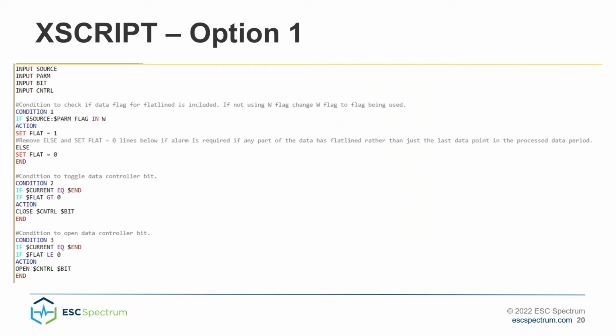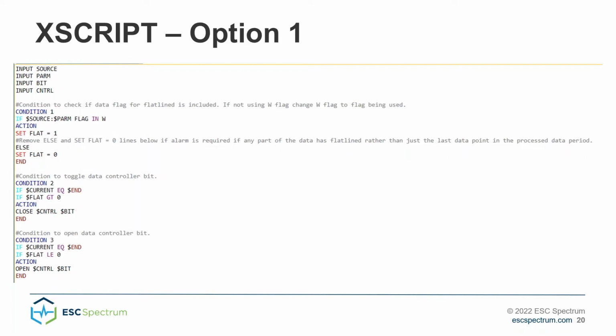So this first Xscript option is going to be this text, and I believe the presentation slides will be sent out later, so you'll be able to look through this and copy this down. I added in some comments in here for some settings that you might want to change. And this condition is set up very general. I have the input, source, parameter, bit, and controller at the top.